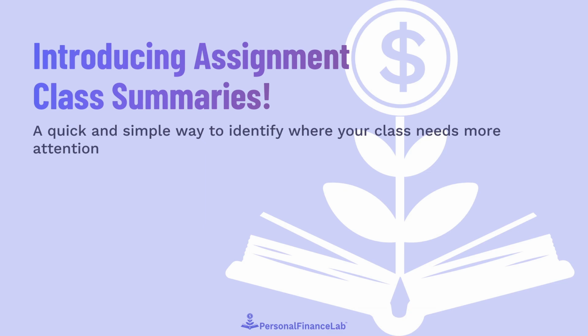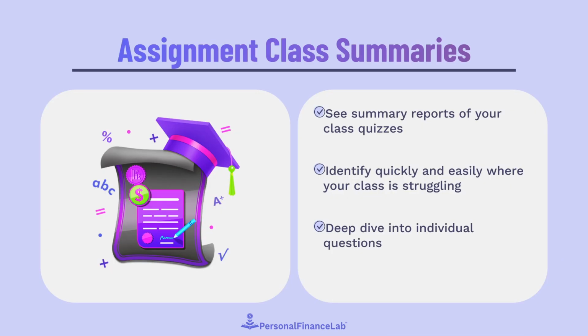This is why we created the new assignment class summaries, a quick and simple way for you to identify where your class needs more attention. The way it works is that this tool lets you see summaries of the reports for your class quizzes. So if all of your students have completed a quiz on the What is a Stock article, for example, you'll be able to see as a whole which of the questions they're getting right and wrong. This lets you quickly and easily see where they're struggling, and then from there you can deep dive into individual questions from each quiz to see how well they're doing.